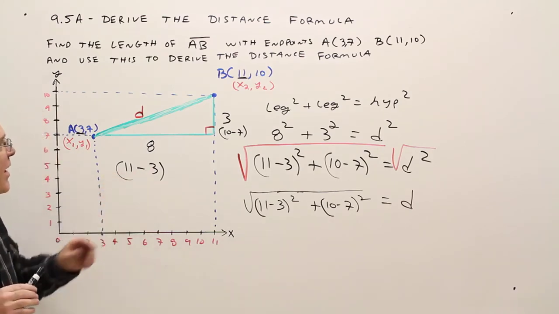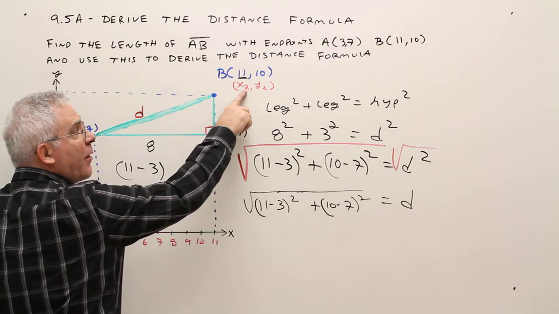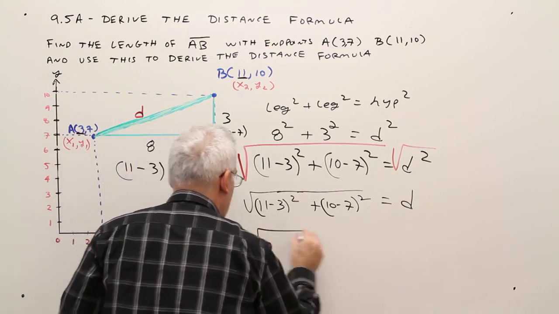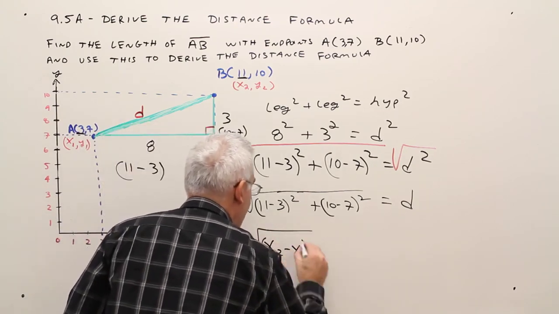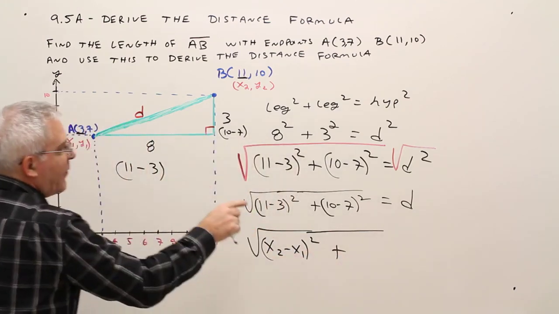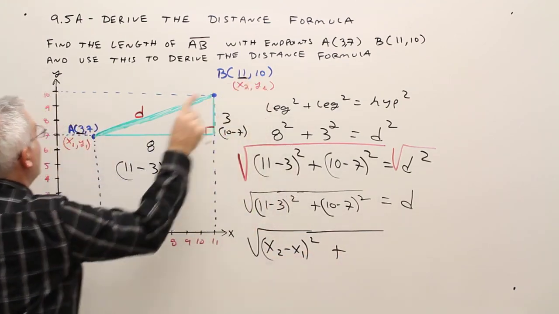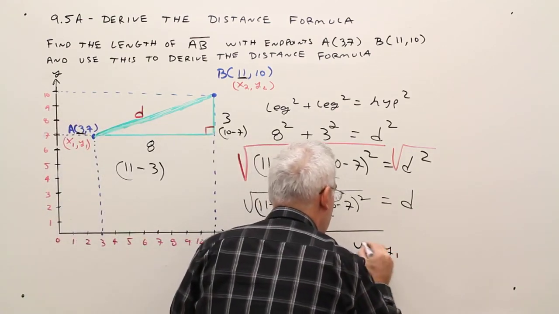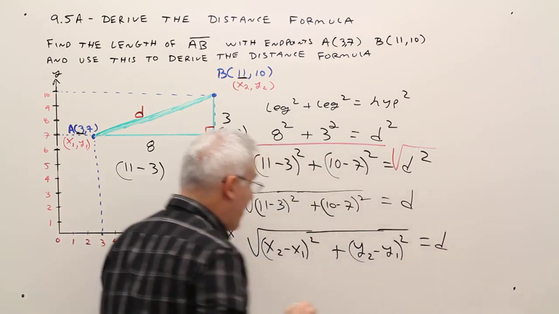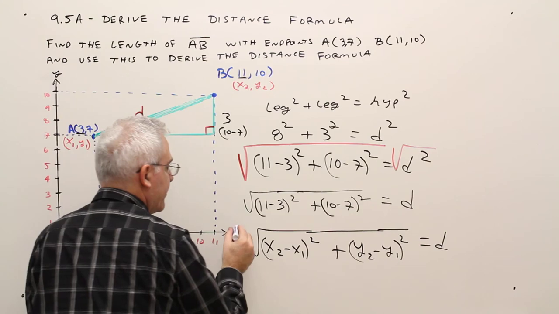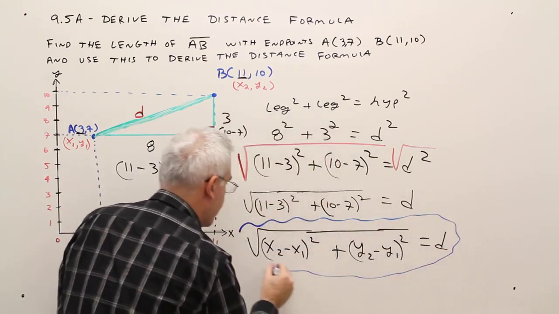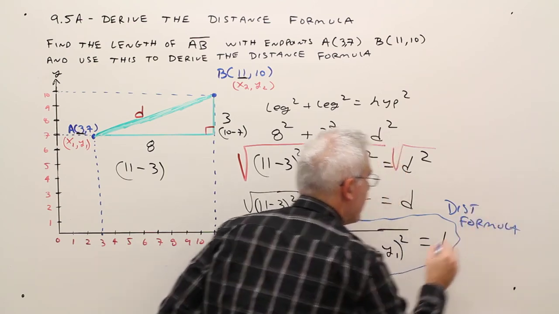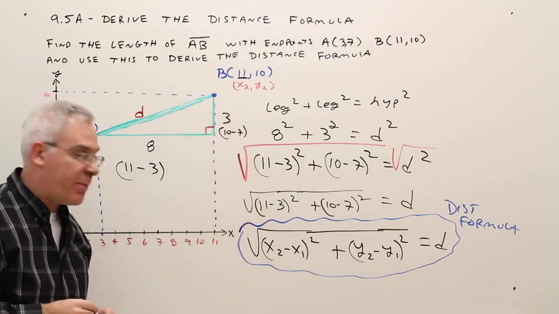Instead of 11 minus 3, why don't I say x sub 2 minus x sub 1, squared, plus, instead of 10 minus 7, y sub 2 minus y sub 1, squared. And that is the distance formula. So it just comes right from the Pythagorean theorem.